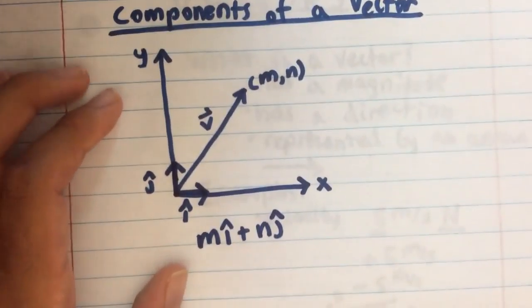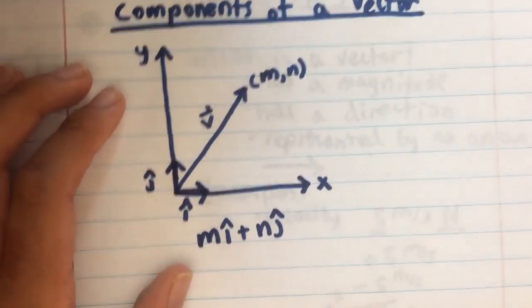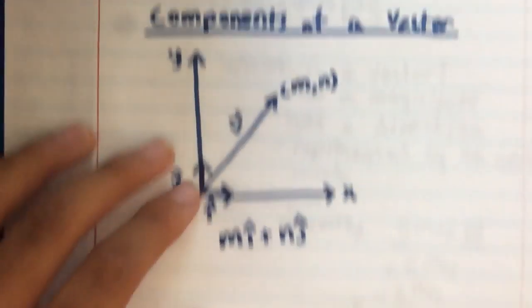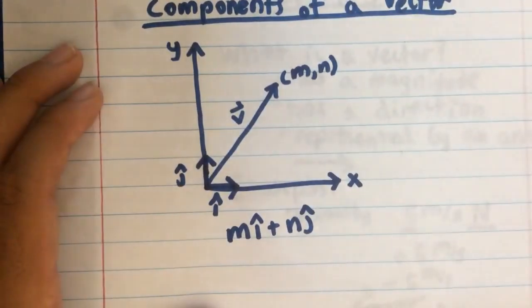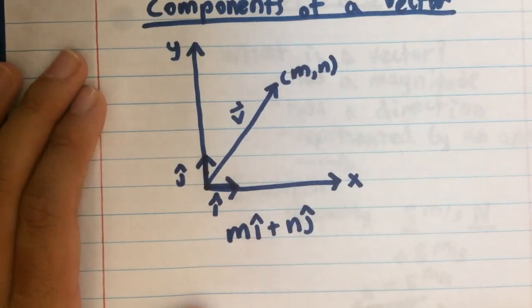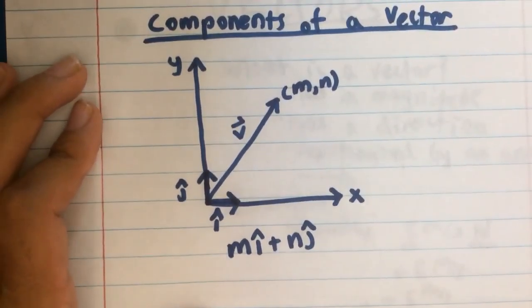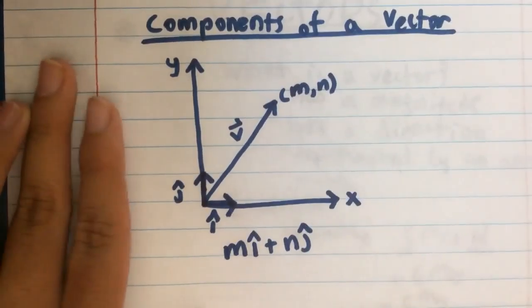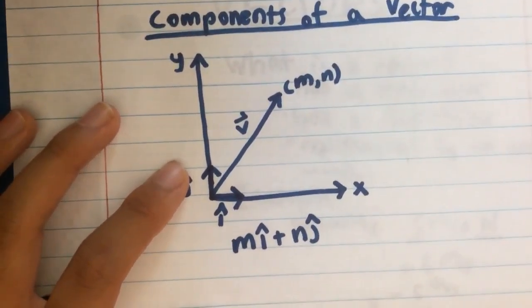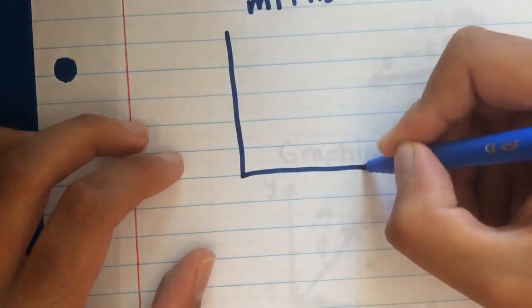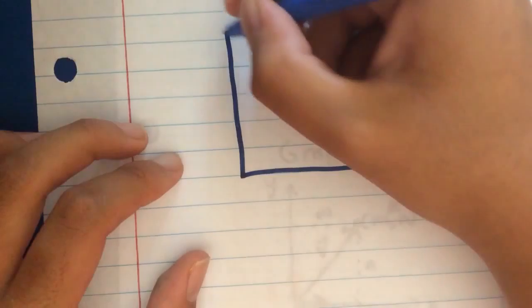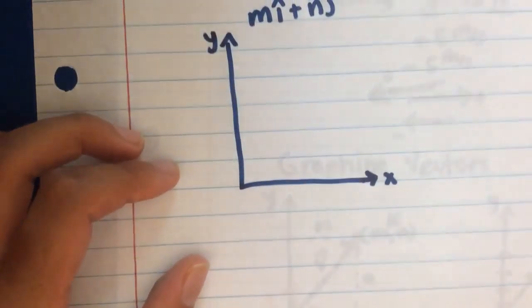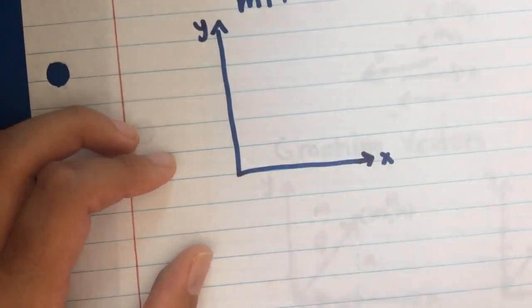Now we're going to do a different way called components, and it involves trigonometry. So if you don't know trigonometry, you won't understand this. But I have videos on trigonometry, so you can watch them. And so let's get started. So I'm going to draw another set of coordinate axes, x and y, and I'm not going to draw the unit vectors because we won't be needing them.